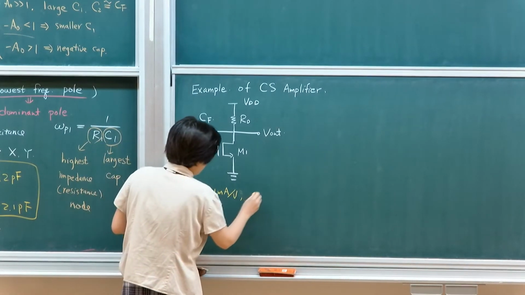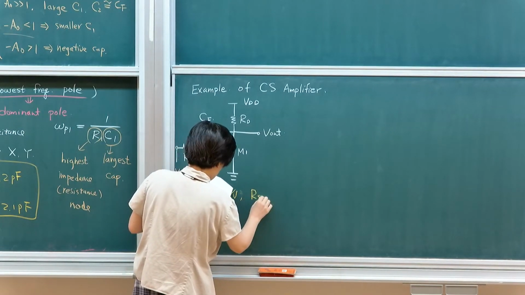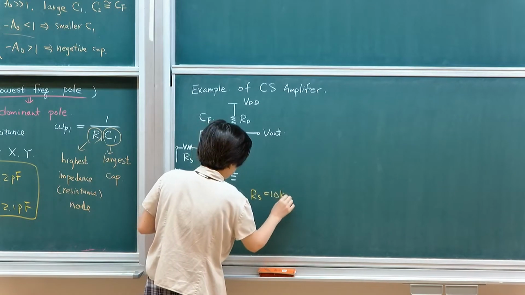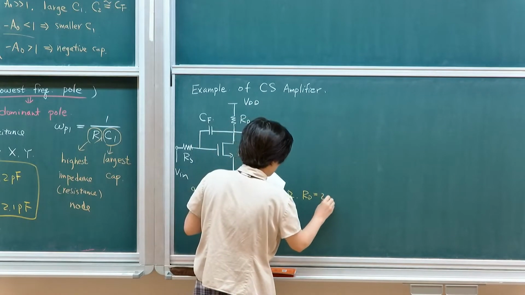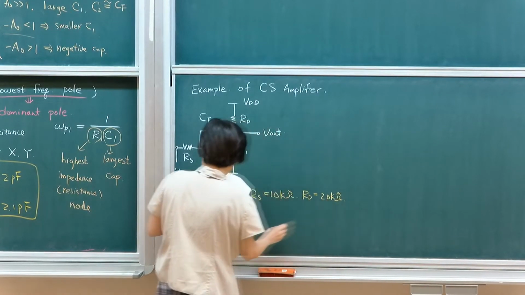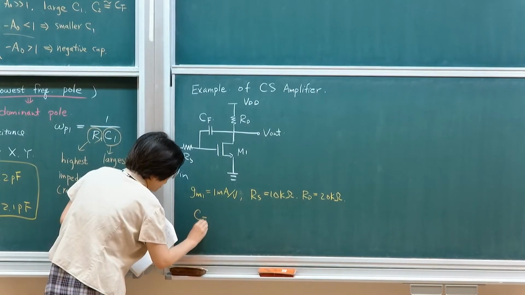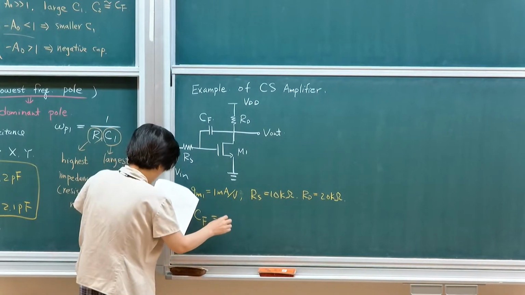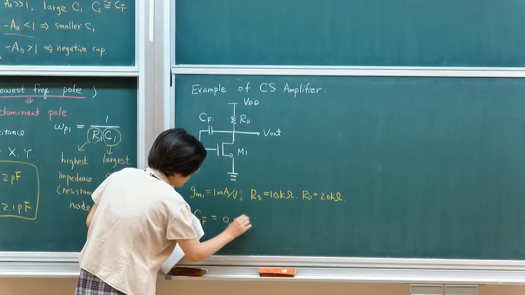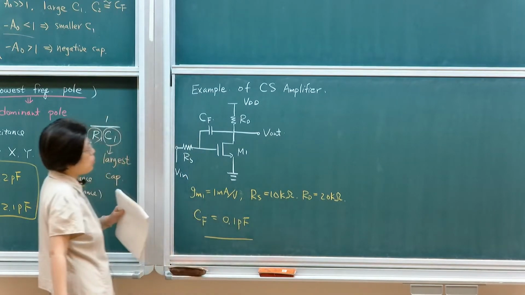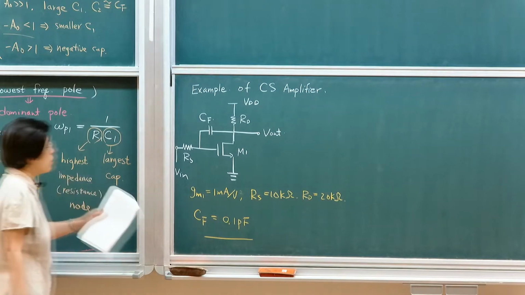And then my RS is 10K ohm. RD is 20K ohm. And then we'll have a CF. The added Miller capacitance is at 0.1 picofarad, a relatively small capacitance being connected between the two.